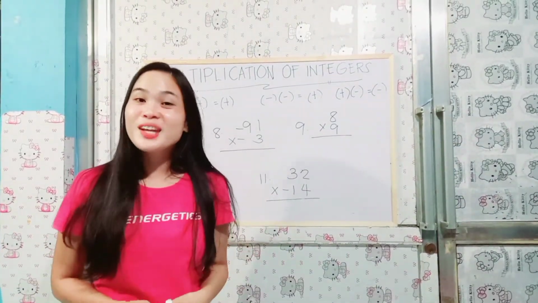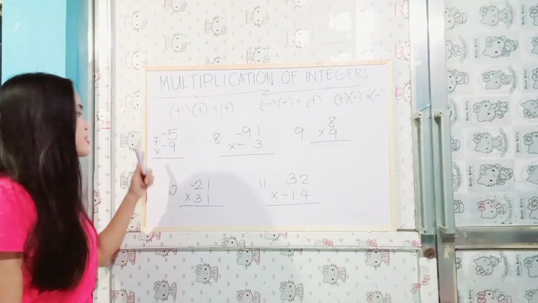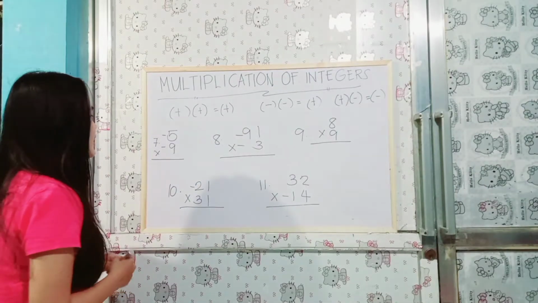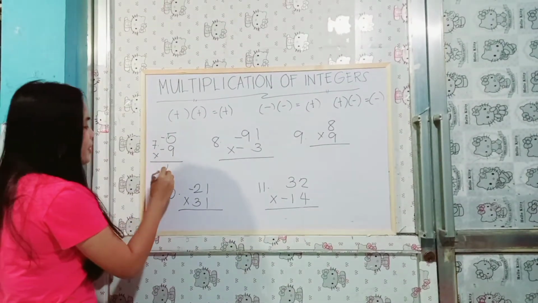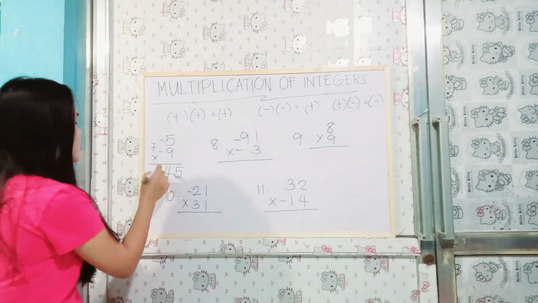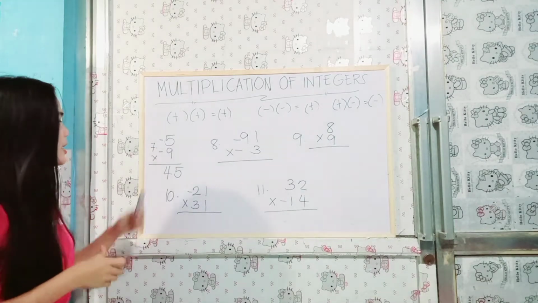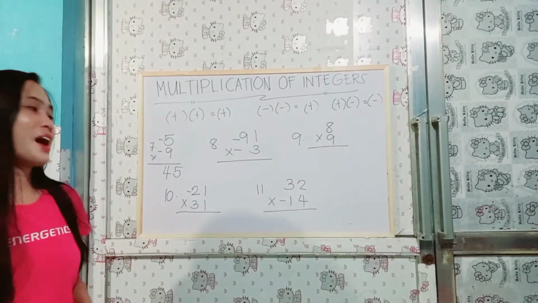Okay, let us have more examples. We have here negative 5 times negative 9. Let's multiply. 5 times 9 is 45. And then, since they have the same sign, our answer will be positive. So, negative 5 times negative 9, the answer is positive 45.